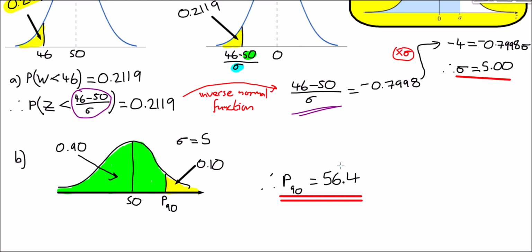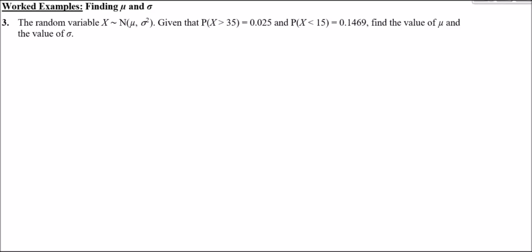And that's all it is for that question. So the final one's going to be a bit harder, but then we're done. So let's have a look at the next worked example. Finally, to finish, worked example 3 for finding mu and sigma.